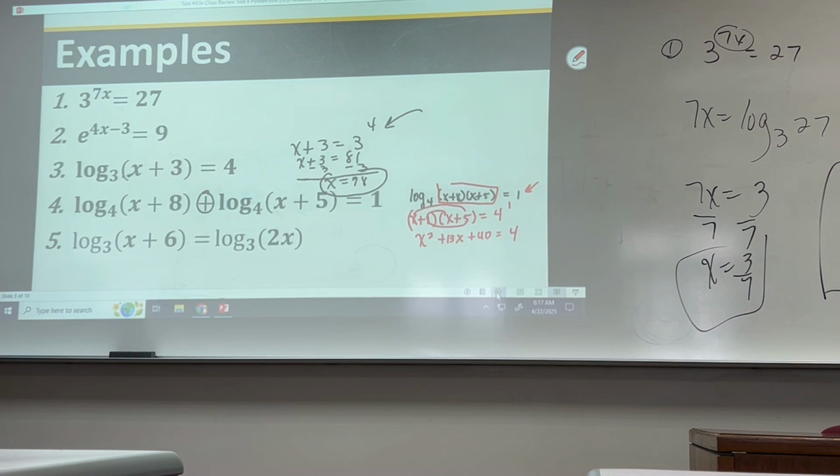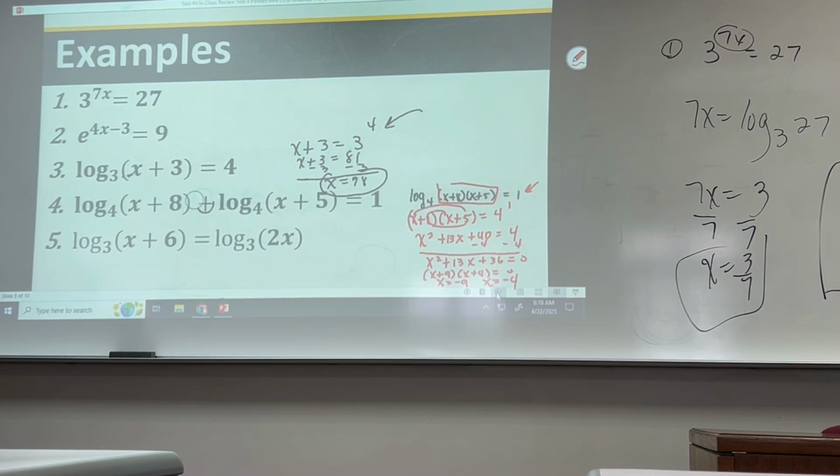So let's get everything on one side and see if it factors. If I subtract 4 from both sides, I'll get x squared plus 13x plus 36 equals 0. Is that factorable? 9 times 4 is 36, 9 plus 4 is 13, right? So x plus 9, x plus 4. If I set each of those factors equal to 0, I'll get x equals negative 9 and x equals negative 4, right?